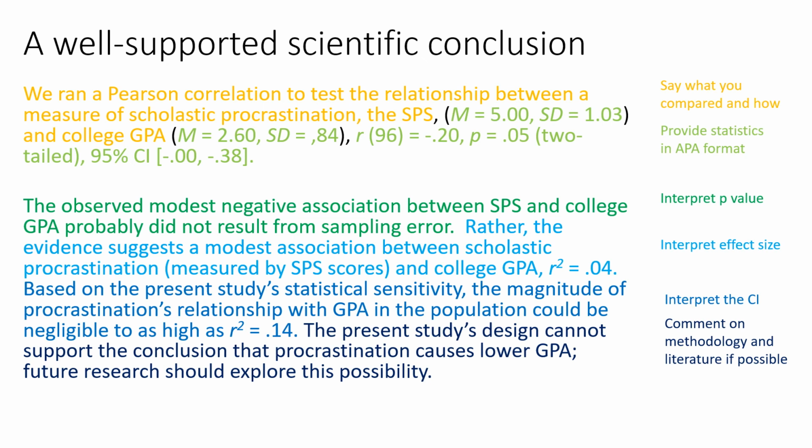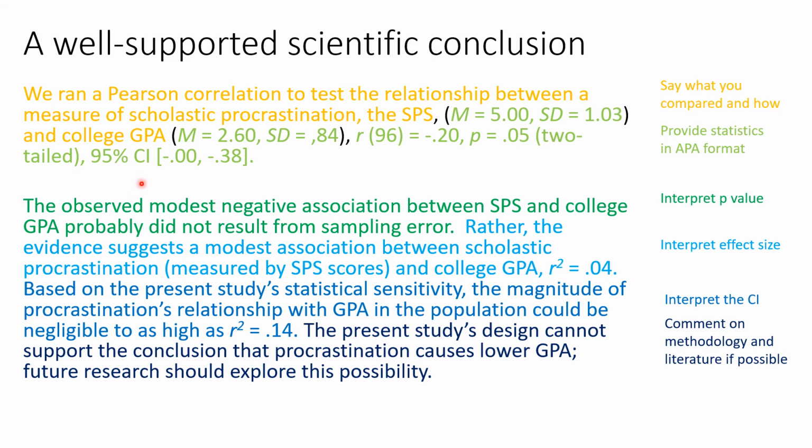And of course, the final step is to provide your scientific conclusion. As with all the previous chapters and statistics we've talked about, you really want to do 6 things. You want to say what you did. In this case, you're not really comparing means, but what you are doing is exploring the association between 2 variables. So you want to tell what you're doing and how, the statistics, interpret the p, the effect size, the confidence interval, and then comment on the methodology.